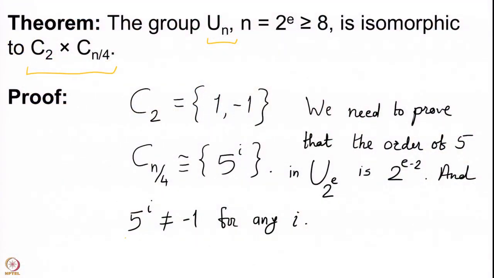Second thing says that there is no intersection in these two subgroups. So, this is the statement that I have written here, that 5 power i is not minus 1 for any i. And then the third part of the statement says that the product of the cardinalities of these two subgroups is equal to the cardinality of the group. So, that you get everything in the group as coming from this direct product. So, that will also follow once you have the correct cardinalities of the subgroups.